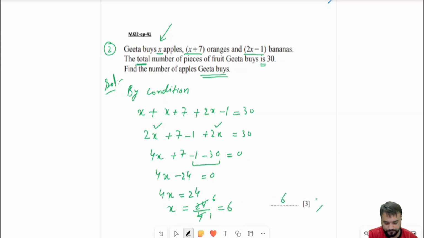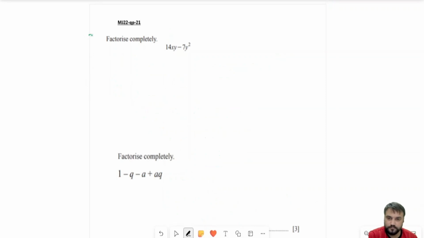That's it. Question 3 is: factorize completely 14xy minus 7y squared. The question is so simple. Just note one thing. If you have two terms, then check if something is common between the numbers or not. If it is not common, then there may be a formula and you have to apply it.